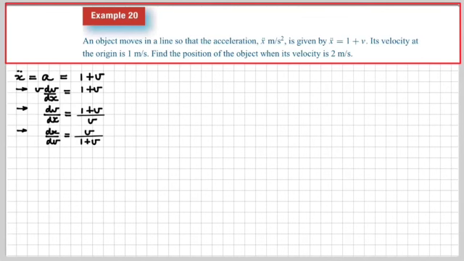Now we can integrate that with respect to velocity. And actually we don't even have to make velocity the subject of this because we just have to find the position when the velocity is 2. So that's nice and convenient, isn't it? Now, let's see if you know what to do to integrate that. Do you know what to do?